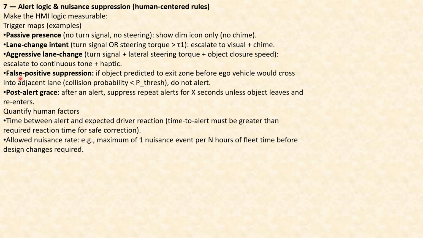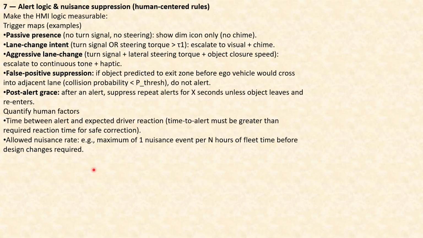Now talking about the false positive suppression, this is important. If the object is predicted to exit the zone before the ego vehicle would cross into the adjacent lane, do not alert. All right. So there should be a threshold only after which the alert should happen. The threshold before which alert should not happen is also extremely important. So post alert grace: after an alert, suppress repeat alerts for X seconds unless the object leaves and re-enters.